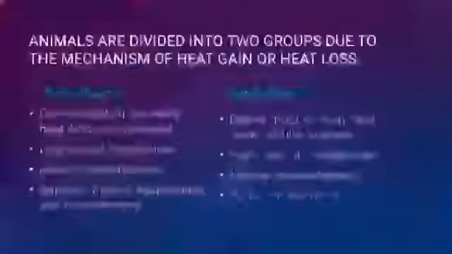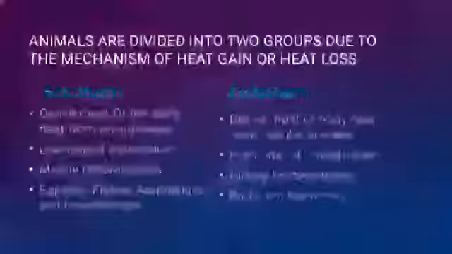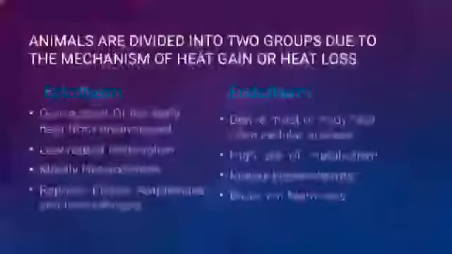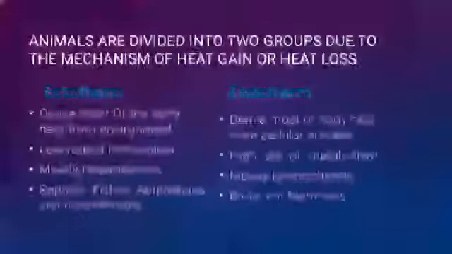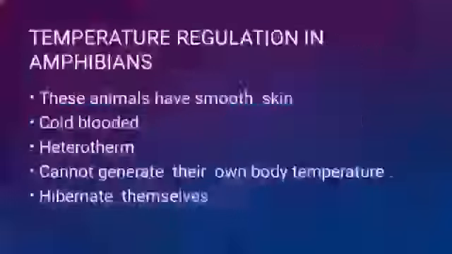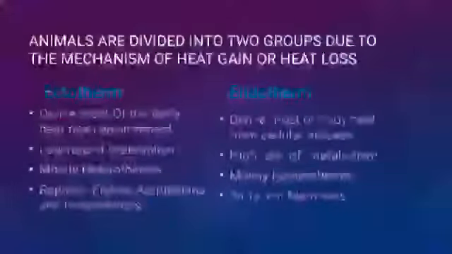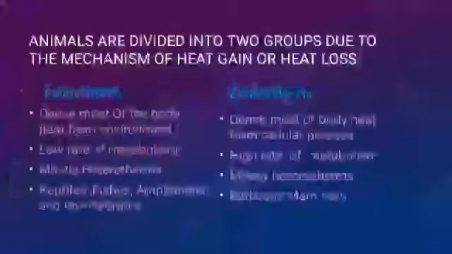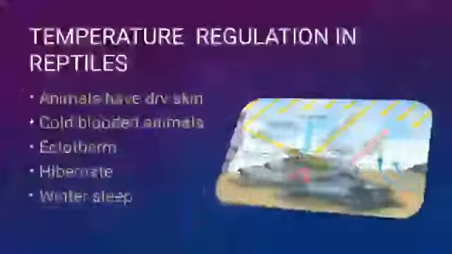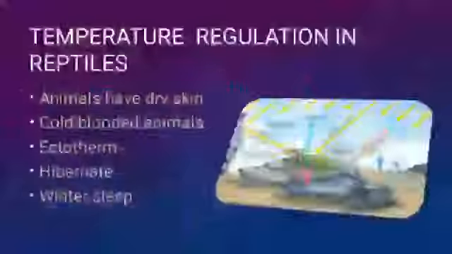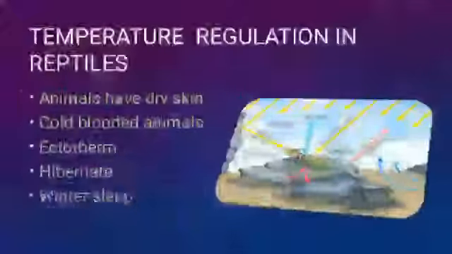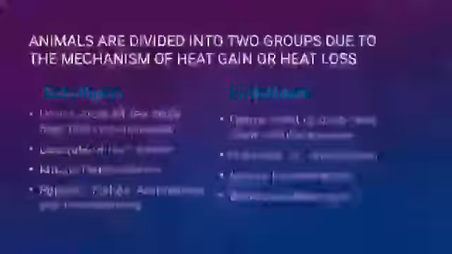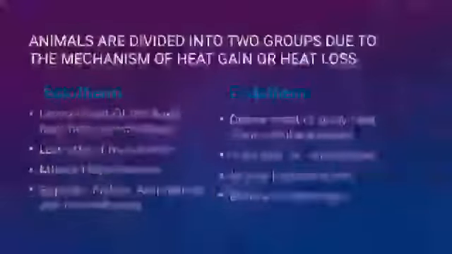Then temperature regulation in amphibians. These animals have smooth skin, are cold-blooded animals, and are heterotherms, which cannot generate body heat by their own cellular metabolism. They can hibernate in extremes of temperature. Then temperature regulation in reptiles. Reptiles have dry skin, are cold-blooded animals, ectotherms, and they hibernate and have winter sleep. All these mechanisms help to regulate body temperature in reptiles.